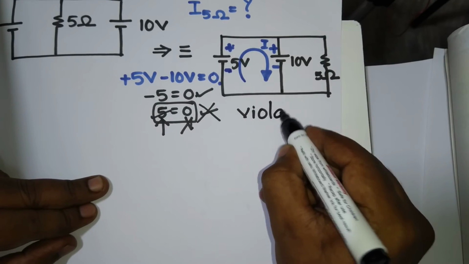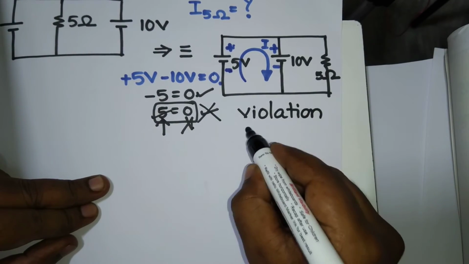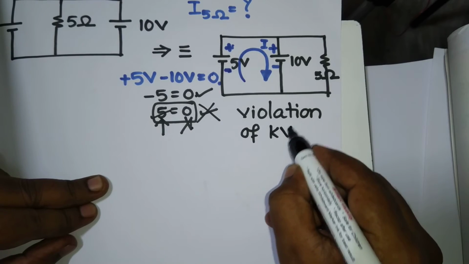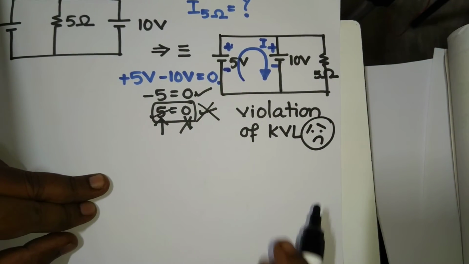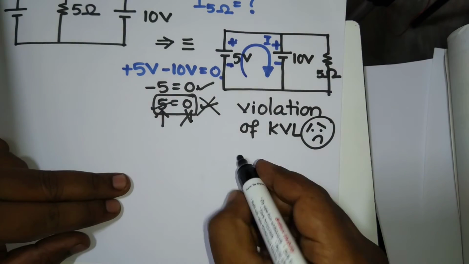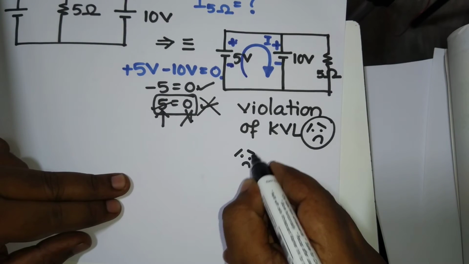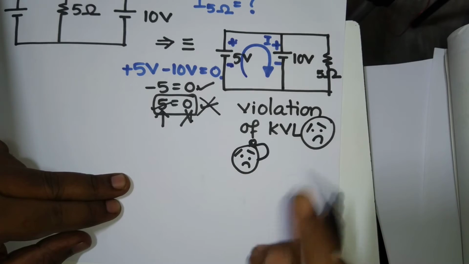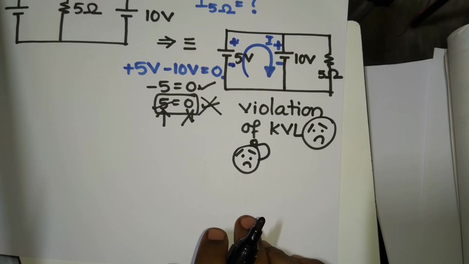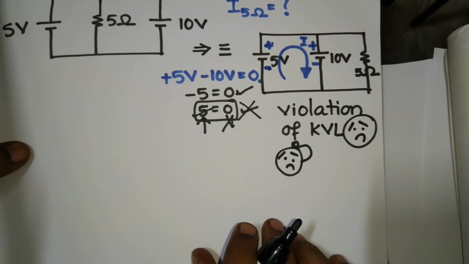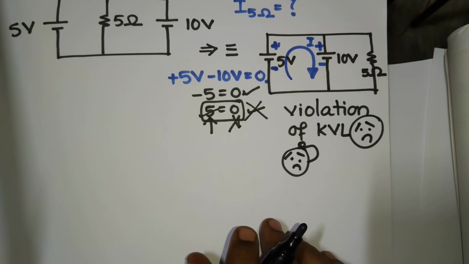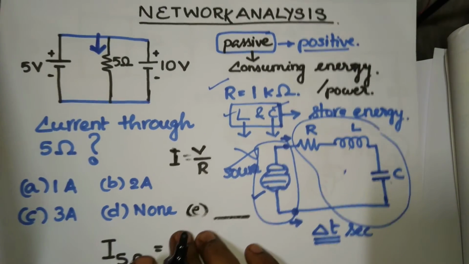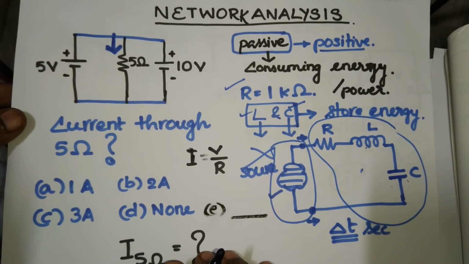So this says that violation of KVL. So gone. Now what do you do? Violation of KVL. Now how do you conclude? Yeah. So how do you conclude now? I am scratching my head how to conclude. Okay. Now any guesses? Any idea? Any idea means which option is the correct one.